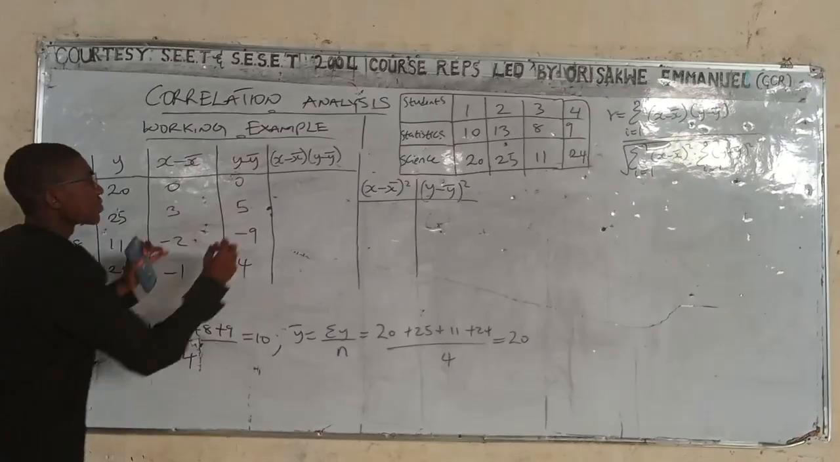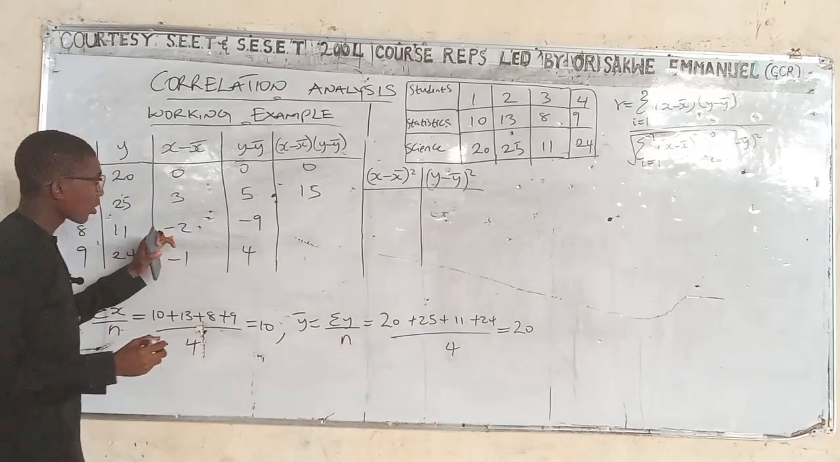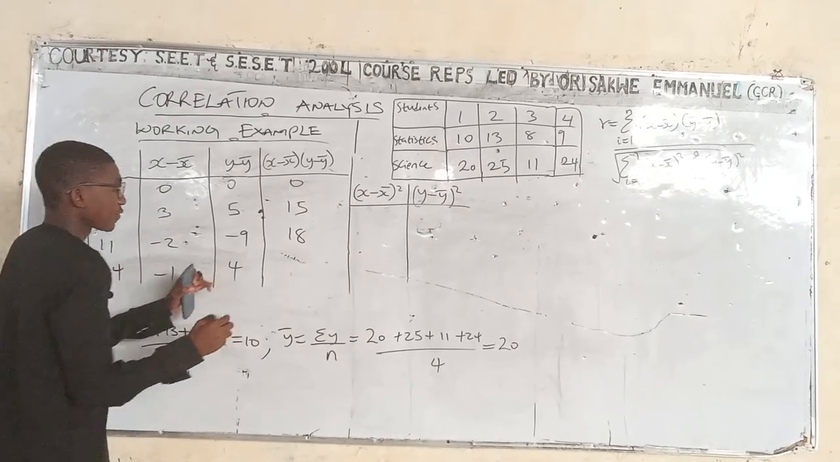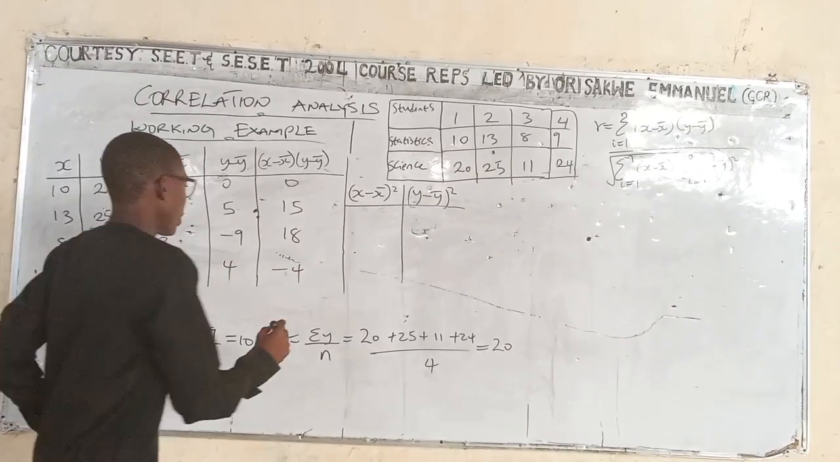Now, x minus x bar times y minus y bar. So, 0 times 0, 0. 3 times 5, 15. Minus 2 times minus 9, 18. Sorry, minus 1 times 4, minus 4.